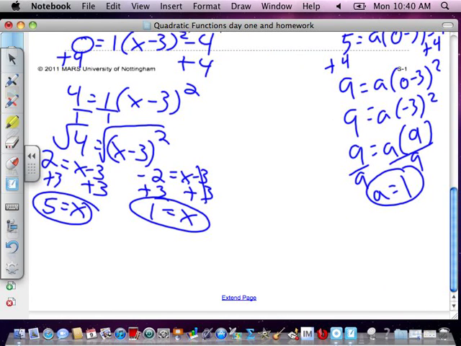So we found the A and the roots, so we have the vertex and the roots. You remember what the vertex is? What's the vertex? 3, negative 4.